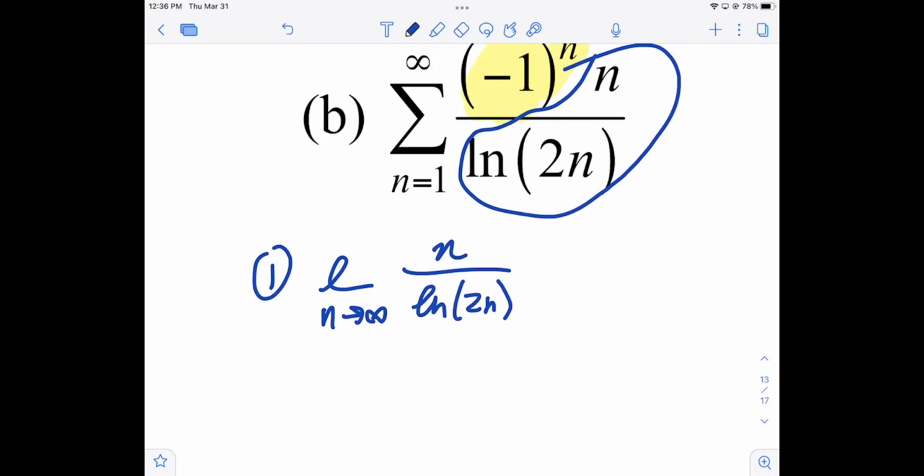So this series also, let's call it capital A, diverges again by what? Alternating series test?